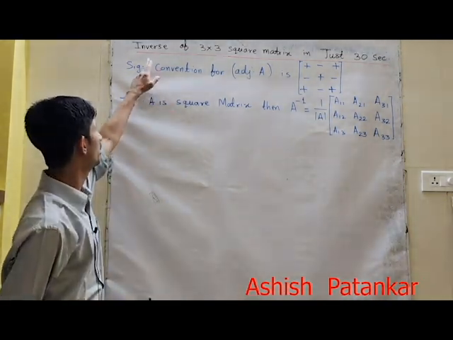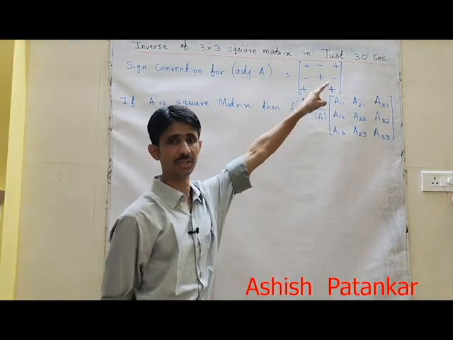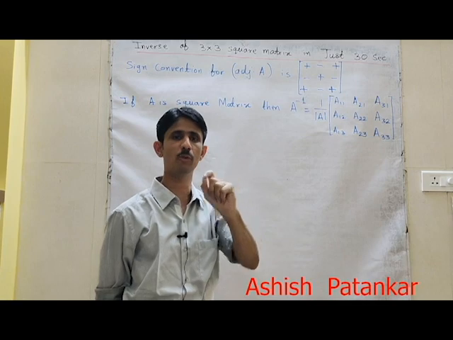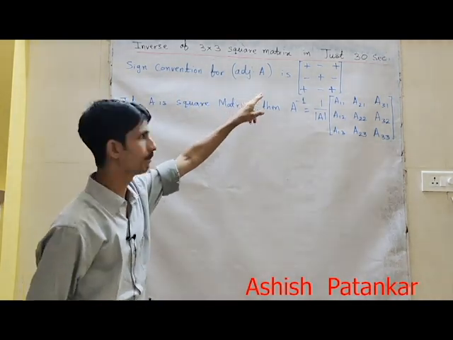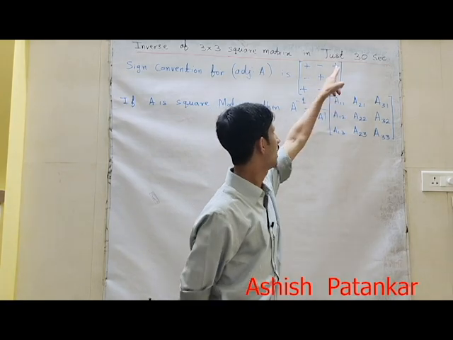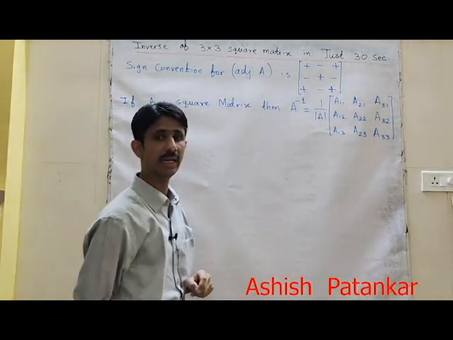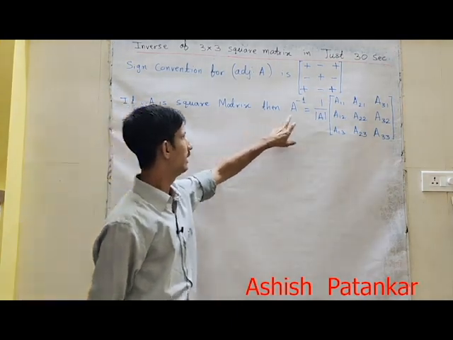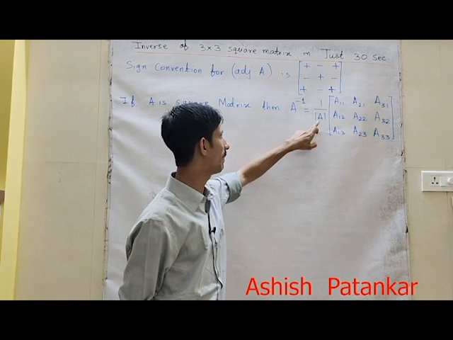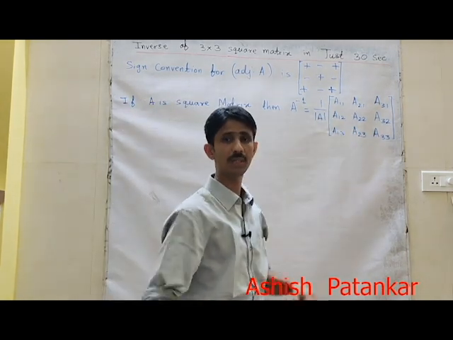Now today we will be learning the inverse of a 3 cross 3 square matrix in just 30 seconds. What we have to remember over here is the sign convention for adjoint of A. All these elements are positive and these four elements are negative. So if A is a square matrix, then A inverse is equal to 1 by determinant of A, and this is nothing but our adjoint of A.